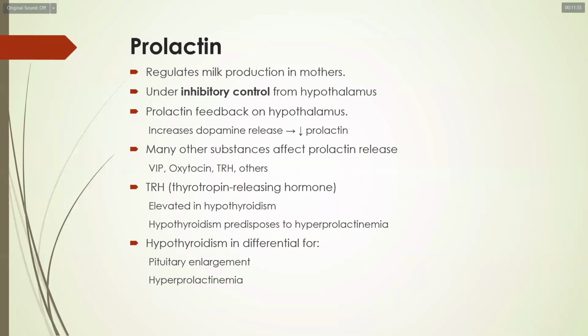So first we will talk about the prolactin hormone. Prolactin regulates milk production in mothers. It works, as I've mentioned before, under inhibitory control from the hypothalamus. For prolactin feedback on the hypothalamus, if the prolactin level increases, it increases dopamine production, so the dopamine can inhibit prolactin production. Many other substances also affect prolactin release, such as VIP, oxytocin, and TRH, and the most important one of them is thyrotropin releasing hormone.